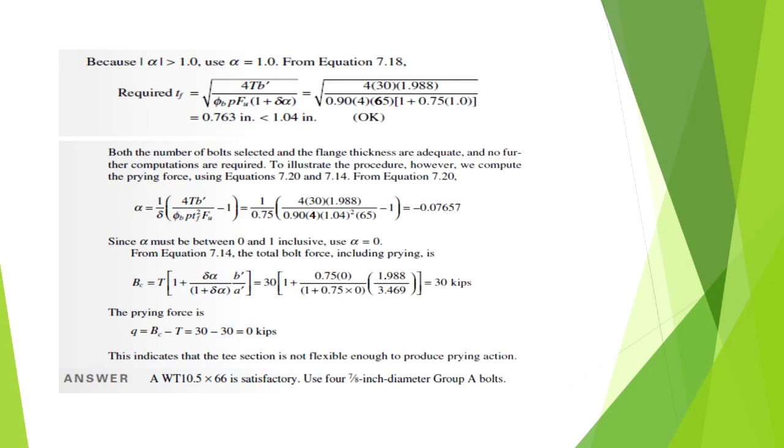From equation 7.14, the total bolt force including prying is B_c = 30 times 1 plus 0.75 times 0, over 1 plus 0.75 times 0 times 1.988 over 3.469, which is 30 kips. The prying force is Q = B_c minus T = 30 minus 30 = 0. This indicates that this section is not flexible enough to produce prying action. A WT 10.5×66 is satisfactory. Use four 7/8-inch diameter Group A bolts.